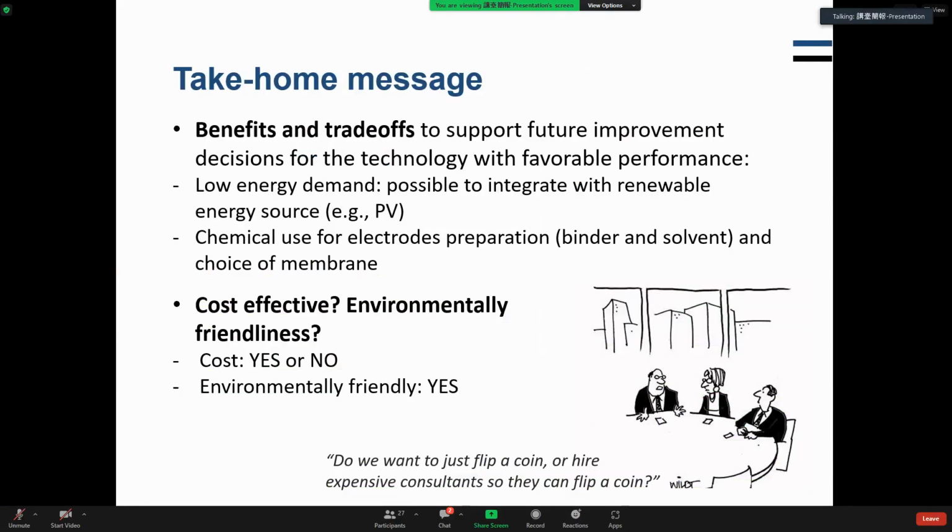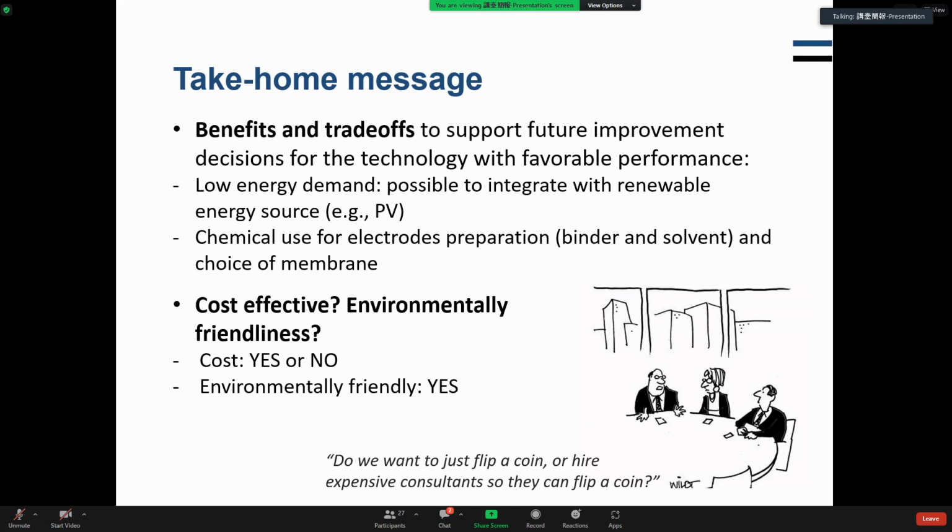And we may also need to pay attention to the chemical use for electrode preparation, like the binders or the solvent, even the choice of the membrane being used. These are all the efforts we can put in to improve the environmental performance of the system. And for cost effectiveness, I'm not sure. Just like Professor Wei just mentioned, it depends on the source of your water, and depending on where you are, there are a lot of factors that can affect the cost. So we'll have to study that.